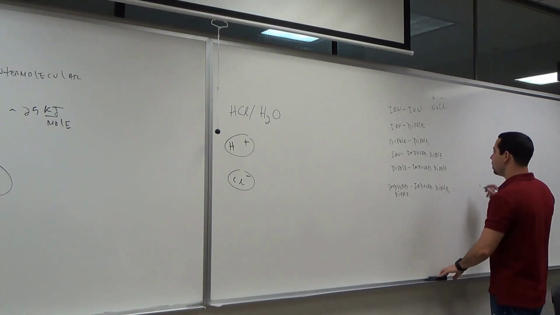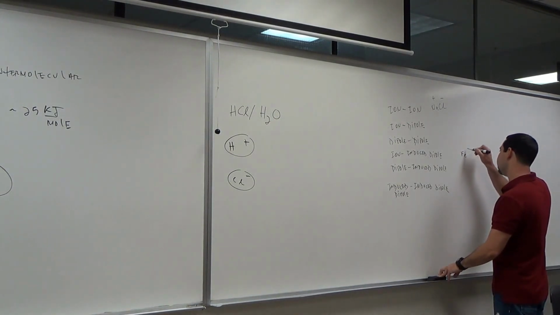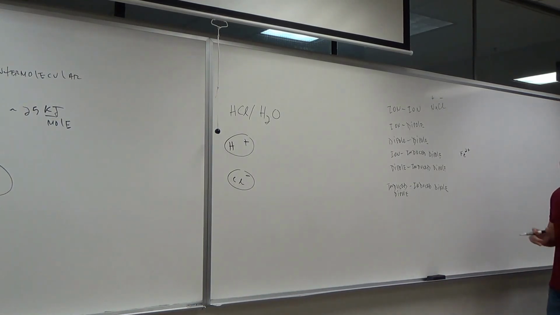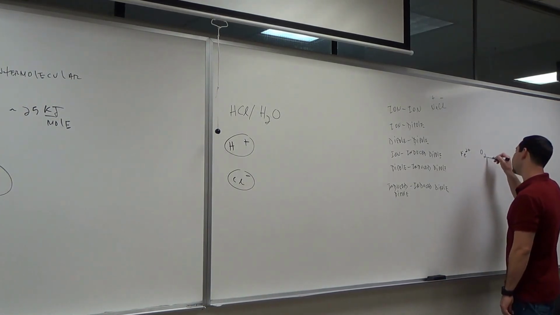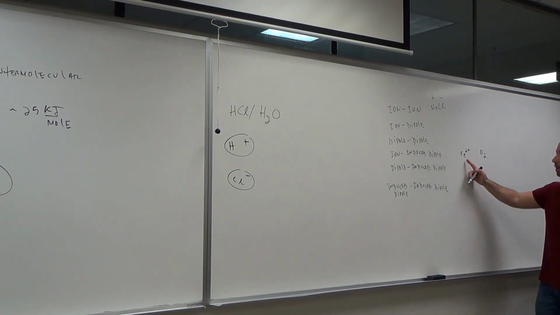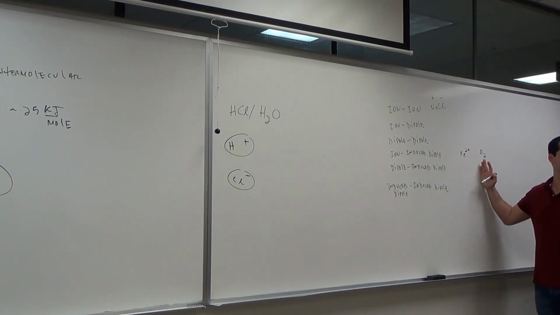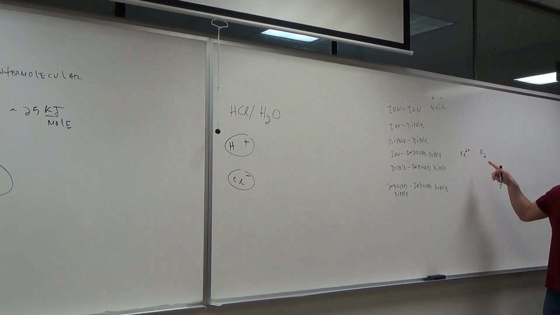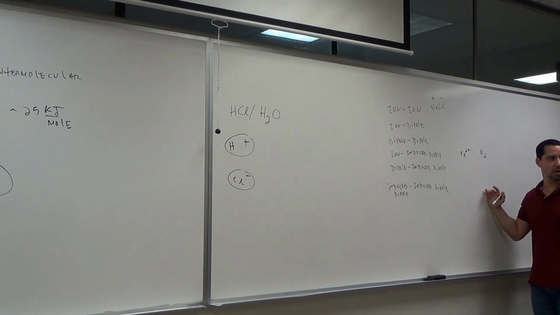So, an example of this is iron. Iron and oxygen. Iron is an ion. Wait a minute. Oxygen, polar or non-polar? O2. Non-polar. How do you know this is non-polar?